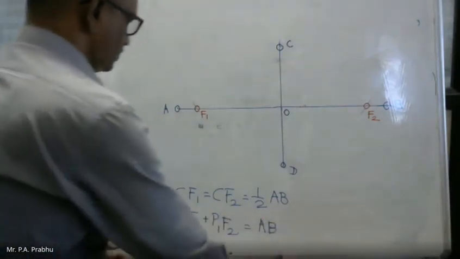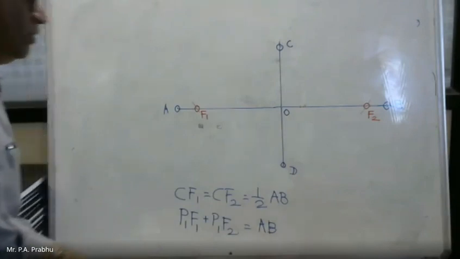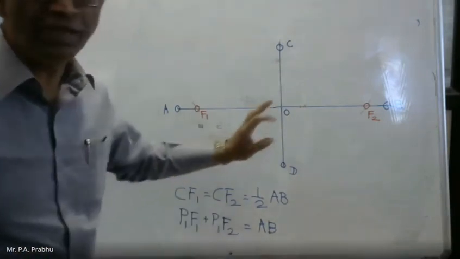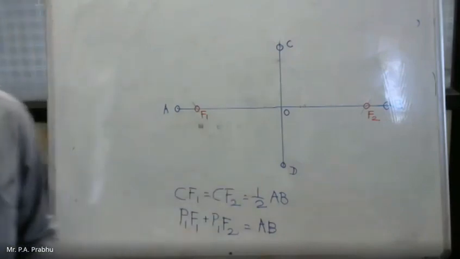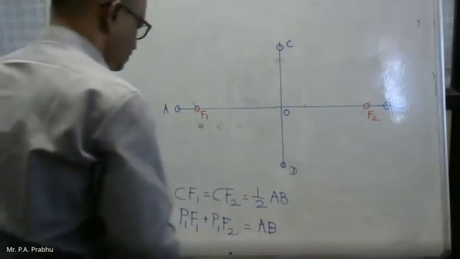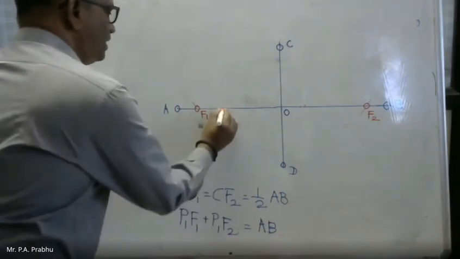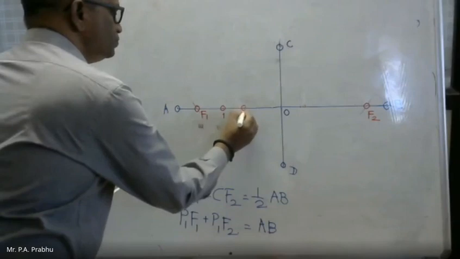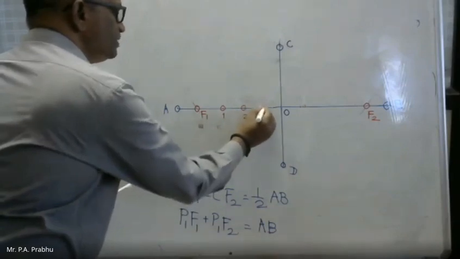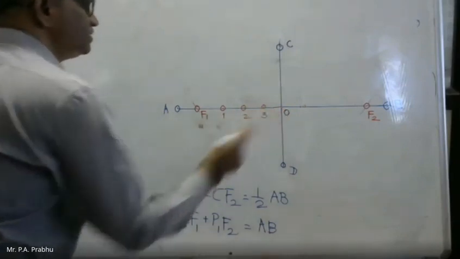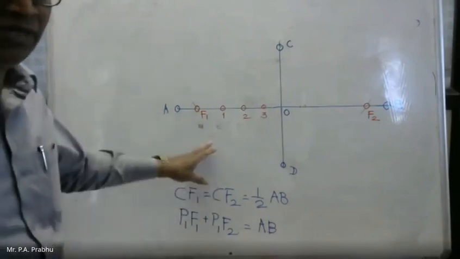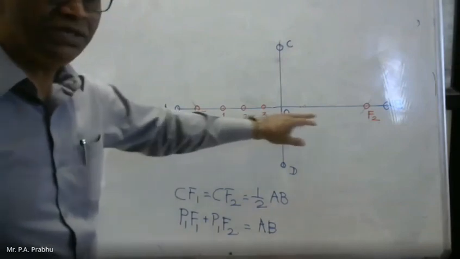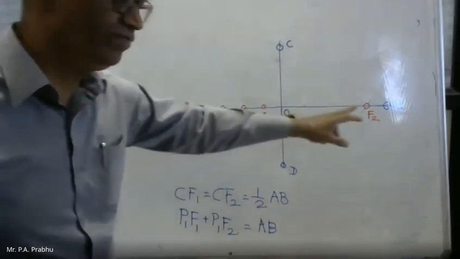Okay. Now see what I have to do. Take any point on the major axis, anywhere. So I will mark here point 1, 2, 3. It may not be at equidistance. Anywhere on the major axis, mark these points 1, 2, 3 between F1 and F2.